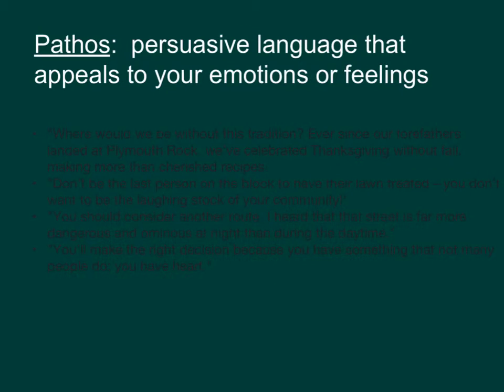And finally, we come to our last type of rhetoric, called pathos. This is when we use our language to appeal to our emotions or our feelings. Here's our first example. "Where would we be without this tradition? Ever since our forefathers landed at Plymouth Rock, we've celebrated Thanksgiving without fail, making more than cherished recipes."